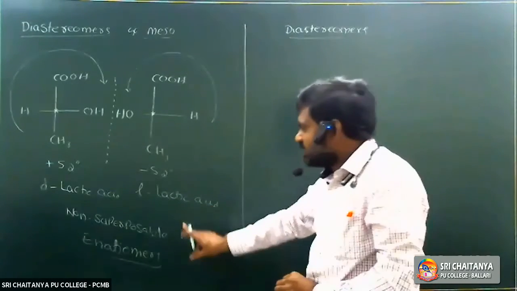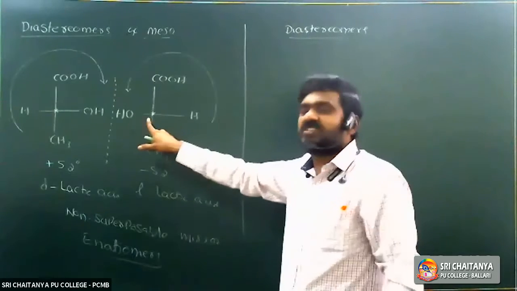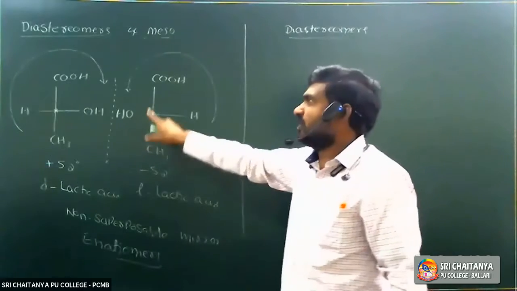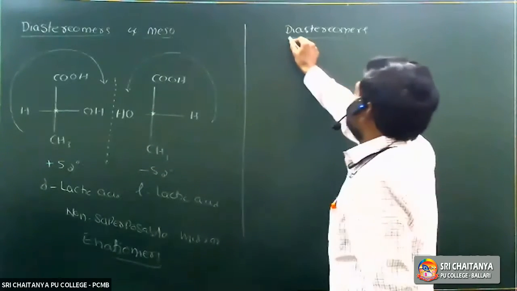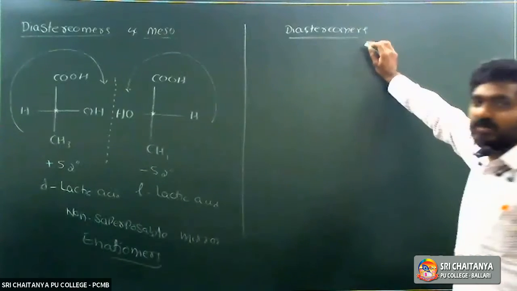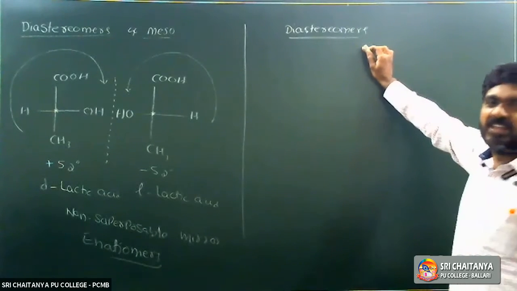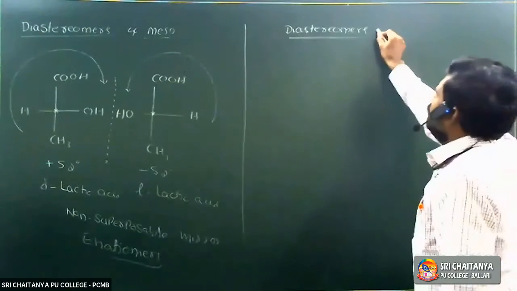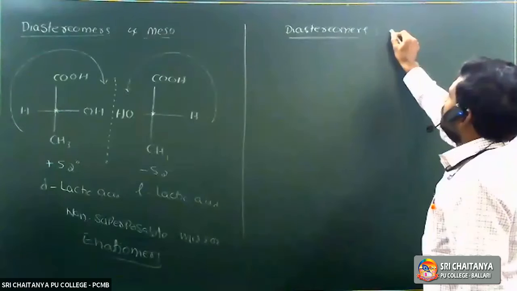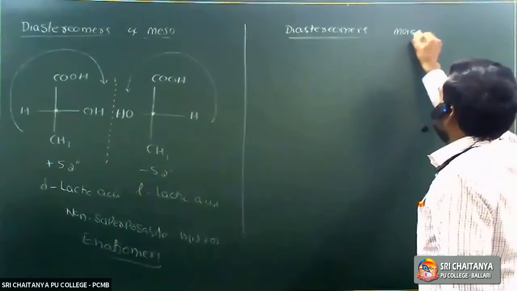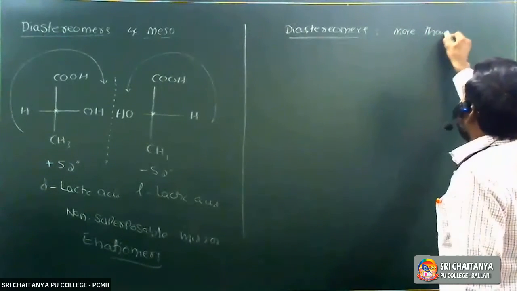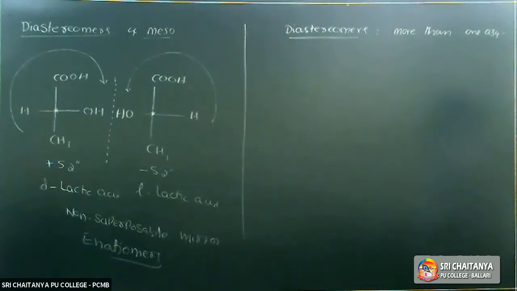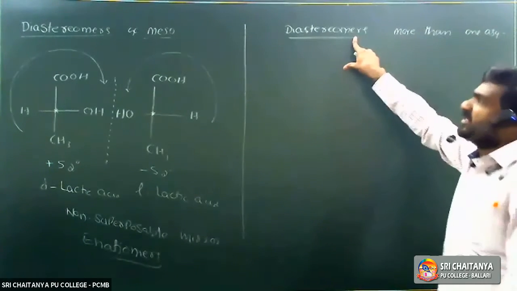Enantiomerism is possible if the compound contains at least one asymmetric carbon atom, one or more. To exhibit diastereomerism, the compound must contain more than one asymmetric carbon, at least more than one. Then diastereomerism is possible.